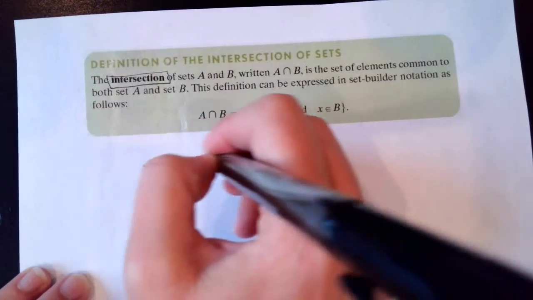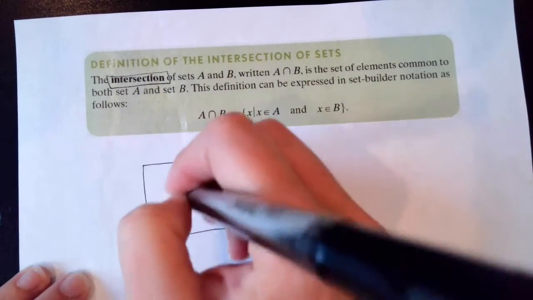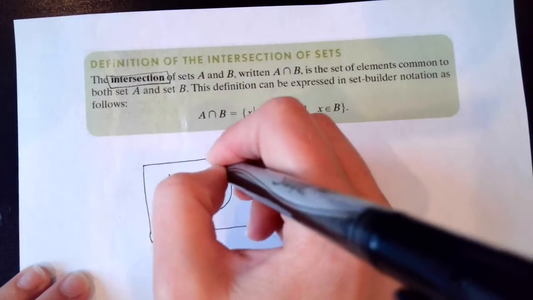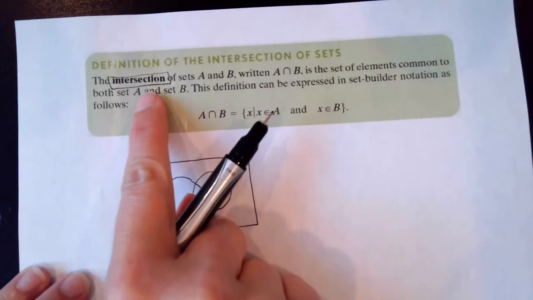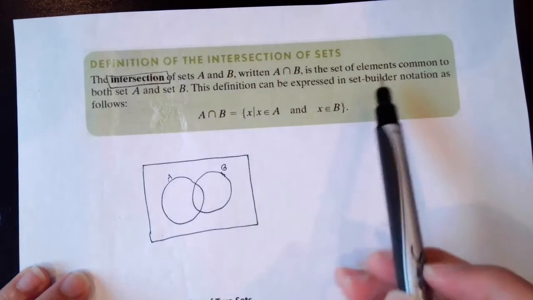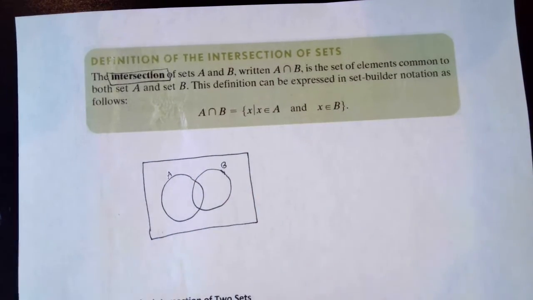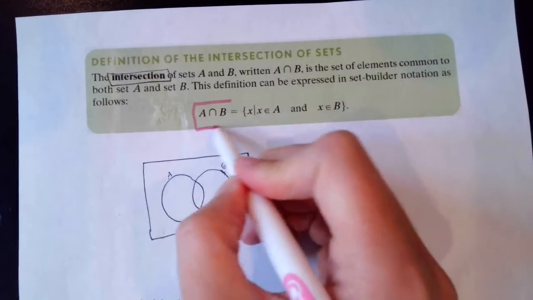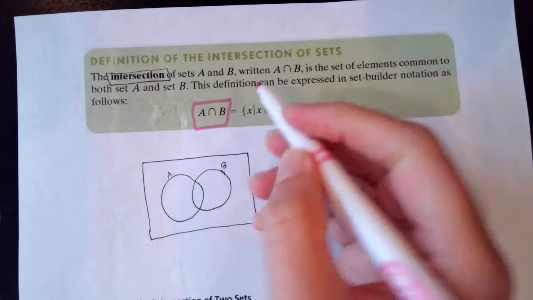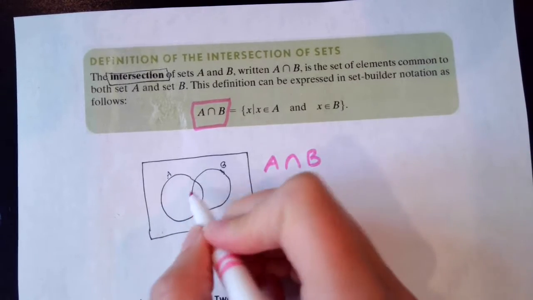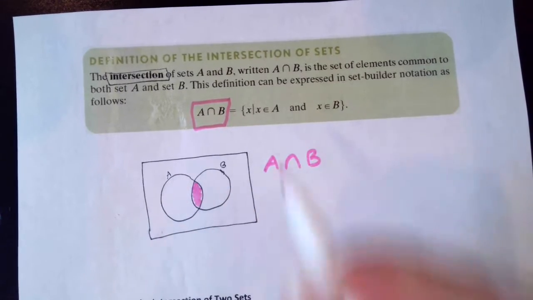So I'm going to draw a Venn diagram here so that we can visualize this. I've got A here and B here. The intersection of A and B is whatever's common to A and B. So it's this little piece in here. And this is how you write it. A little upside down U means intersection. So A intersection B for this picture is this little area right here.